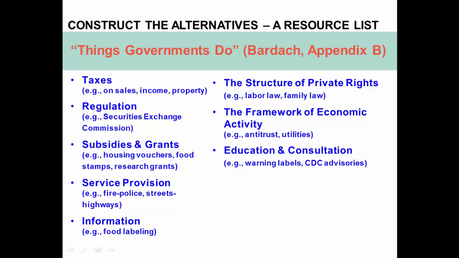Government often engages in education and consultation programs, such as warning labels that the Surgeon General might place on things like cigarettes, or when the Centers for Disease Control, or the CDC, provides health advisories or warns against coming epidemics.